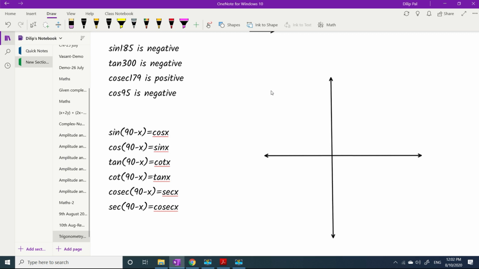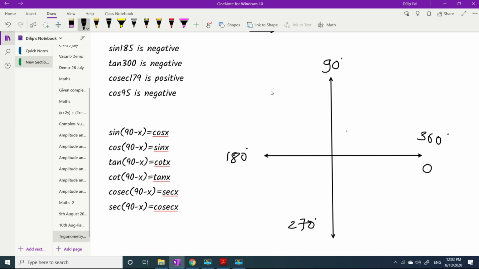Okay, now as we all know, the ASTC rule. Here it is 0 degree, here it is 90 degree, here it is 180 degree, here it is 270 degree, here it is 360 degree. Why sine is changing to cos, why cos is changing to sine, it is there in detail in the 3rd chapter. But right now, why are all answers of sine 90 minus x positive, or all answers of trigonometric functions positive? You can see sine 90 minus x is cos x, means it is plus cos x. Or you say cot 90 minus x is plus tan x. So why is the positive sign there?